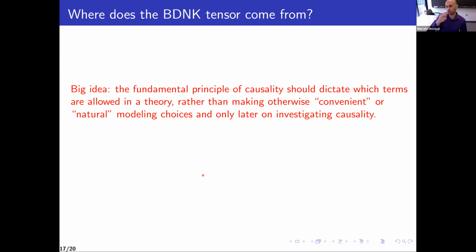Okay, so now going back to what I said before, you don't just guess the form of the BDNK tensor one day. So where is that coming from? Let's say the big idea here is the following. We want to let the fundamental principle of causality dictate which terms are allowed in the theory, rather than making otherwise convenient or natural choices and only later investigating causality. The latter situation is precisely what happened with Eckart and Landau-Lifshitz, right? They made some modeling choices which look very convenient, look very natural, but only later on people found out that they violate causality. And here we are trying to enforce causality from the get-go.